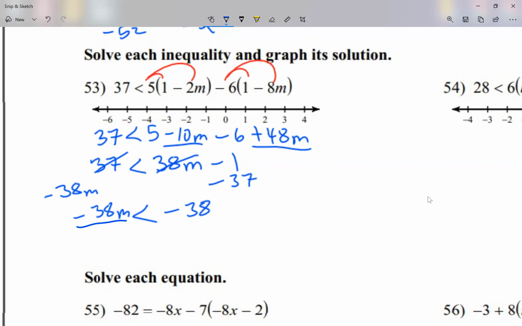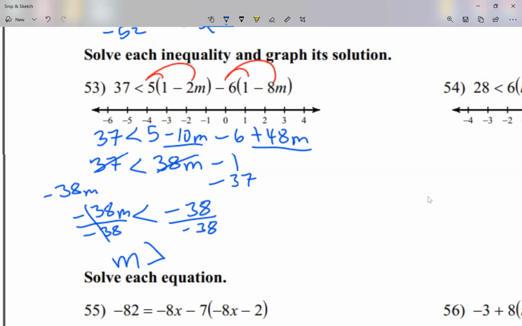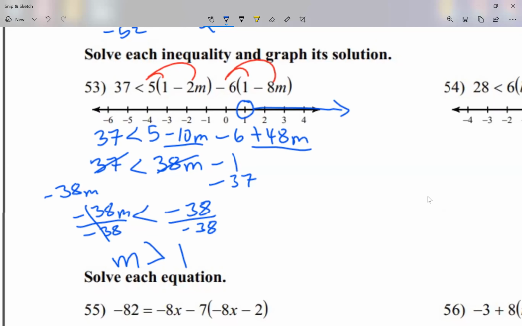Let me divide by the number in front of m. Because I'm dividing by a negative, my inequality flips. So m is greater than, negative divided by negative is positive. 38 divided by 38 is 1. So if I have to write this thing down, m is greater than 1. If I have to graph it, open circle 1, and I go to the right.